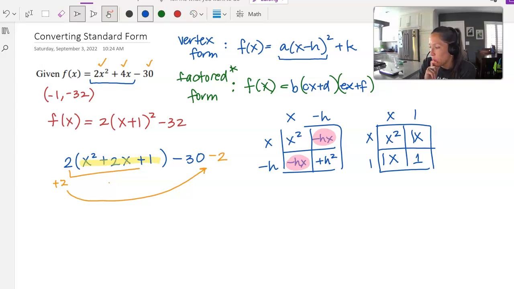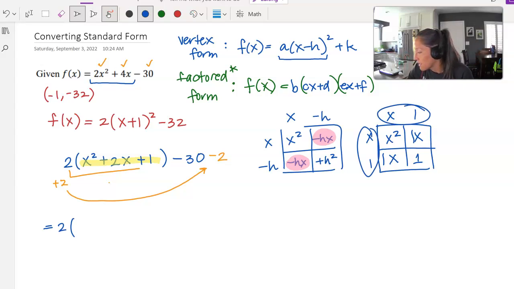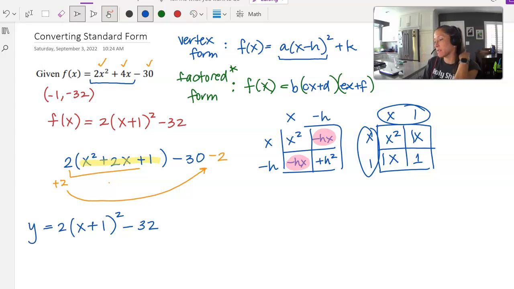So now what we would talk about is the final step, which is to just rewrite this. The 2 is on the outside. Now the goal is to rewrite that perfect square trinomial as that square. That's what completing the square is all about. So an x plus 1 squared. And then we'll combine those back two terms to be a negative 32. So we're back at the same thing we expected to see. I'll just put a y because I'm kind of out of space.